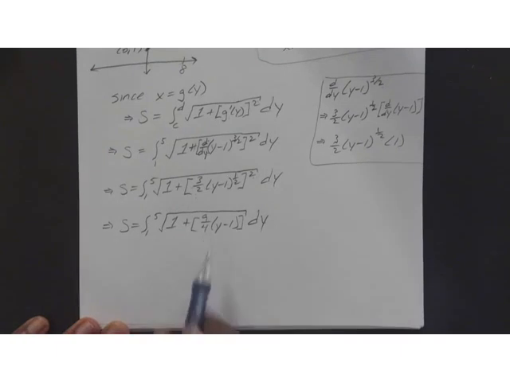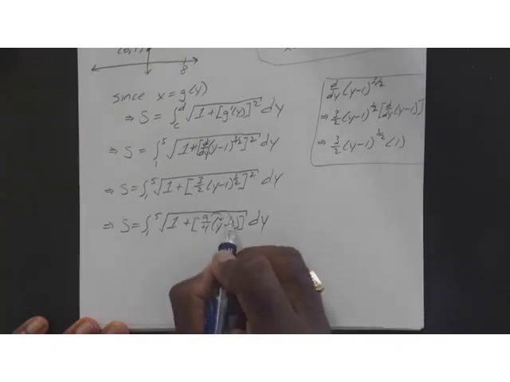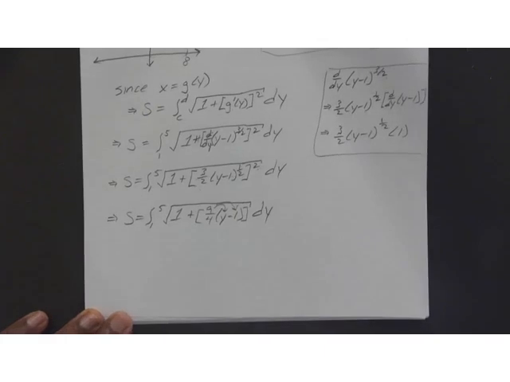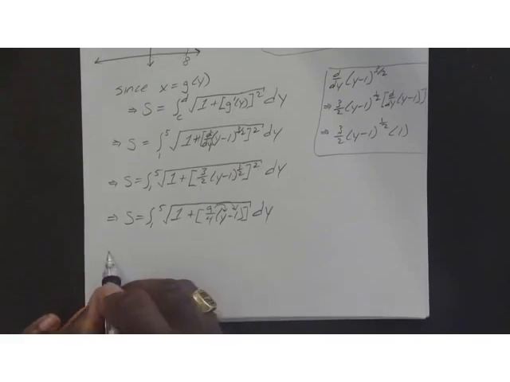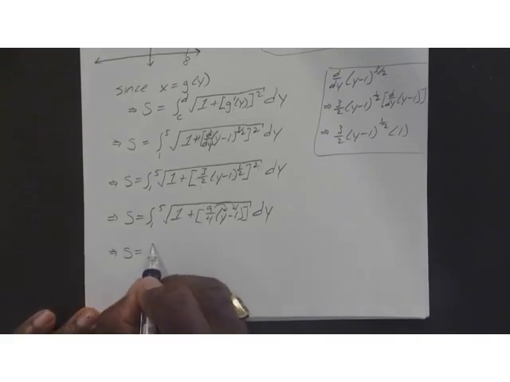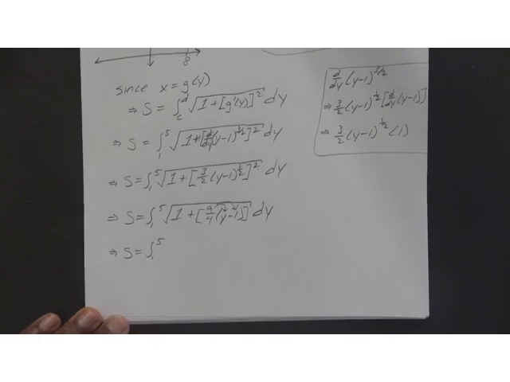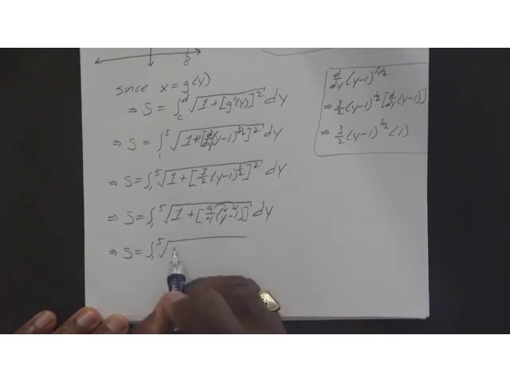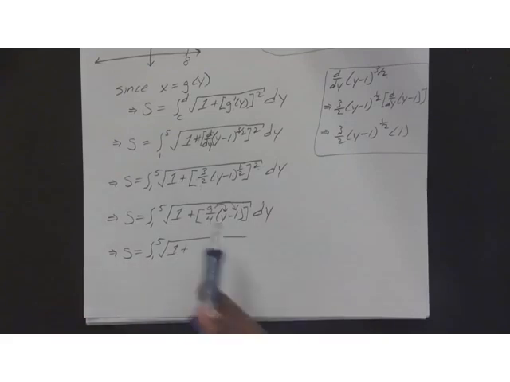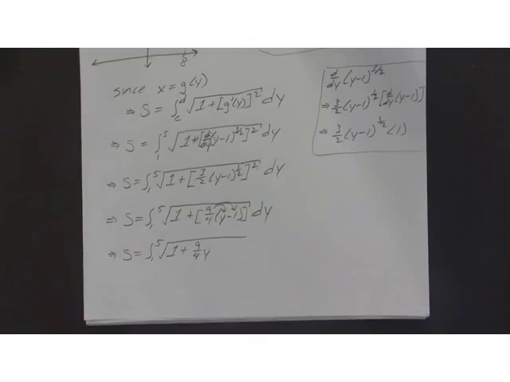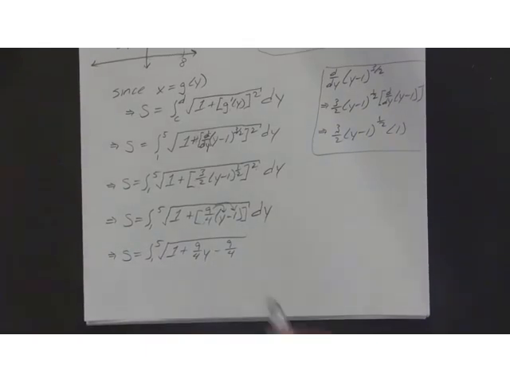Okay, so all we have to do now is get rid of this set of parentheses here by distributing that 9 divided by 4. So the integral from 1 to 5 times the square root of 1 plus, you have 9/4 times y, so 9/4 y minus 9/4, so minus 9/4, with respect to y.